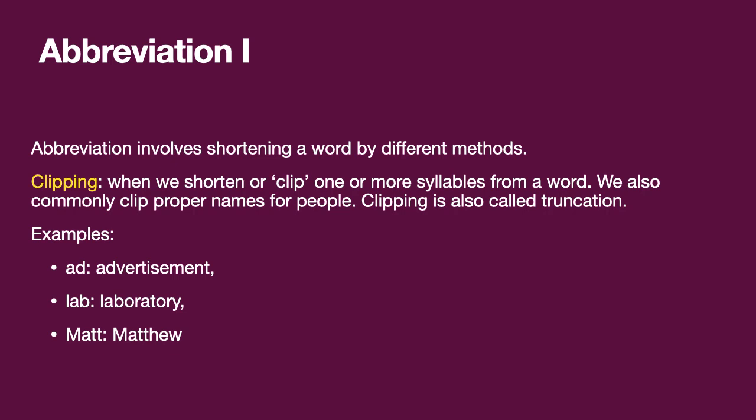An example here is somebody whose name is Matthew might be called Matt. Somebody whose name is David might be called Dave, etc. So these are some examples of abbreviation through clipping.